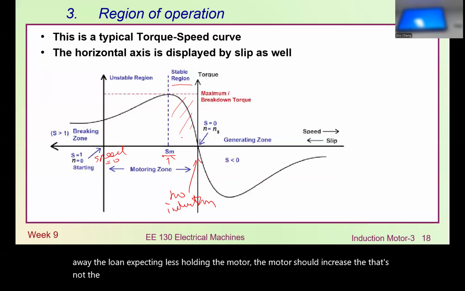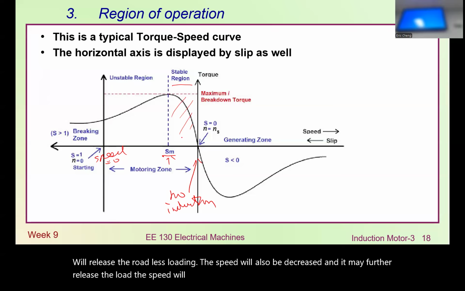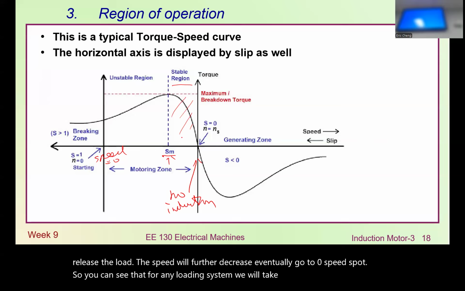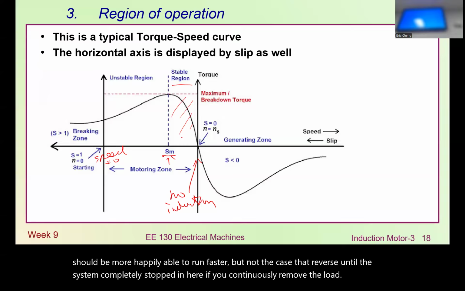When we reduce the load torque, we jump to that point, and with less loading, the speed will also decrease. And then we further reduce the load, the speed will further decrease, eventually going to zero speed and stopping. So you can see that for any loading system, when we take away the loading, the system should be happier and able to run faster, but that's not the case. We need to reverse until the system completely stops in here. You continuously remove the load. That's the issue we don't like. So that's why I call it the point of no return.